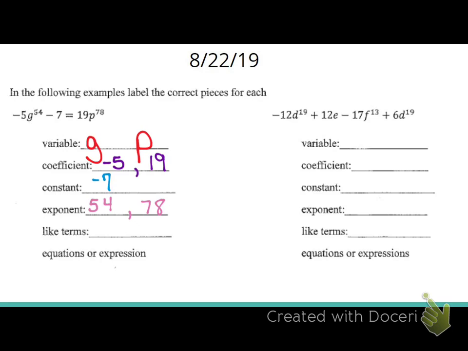Like terms. Do I have any like terms? Now, remember, if it's just a number by itself, those would be considered like terms. But if it has a variable and the variable has exponents, the variable and the exponents have to be the same in order for them to be like terms. Okay? So do I have any like terms up here? No. So there are none.